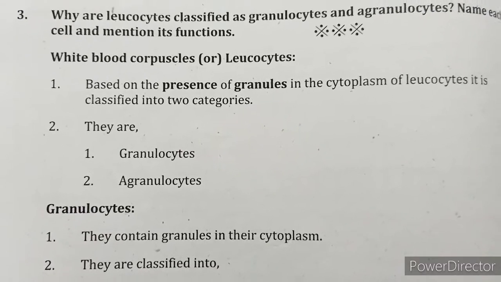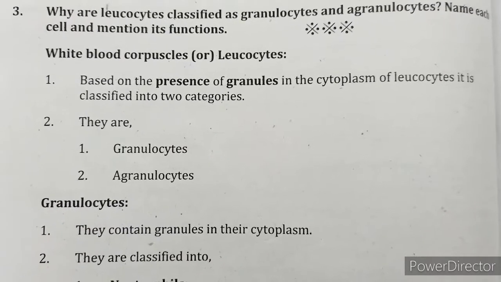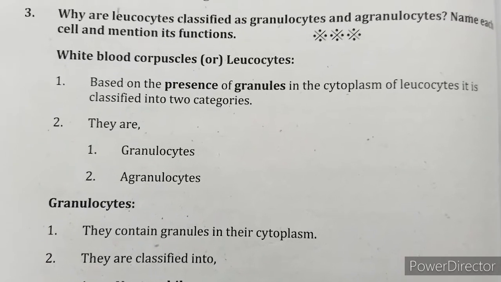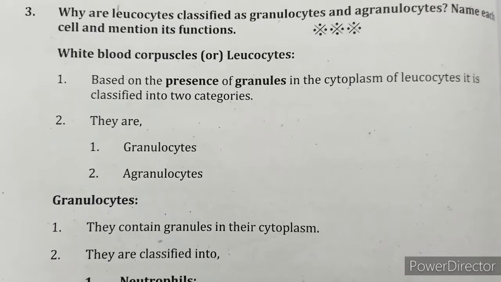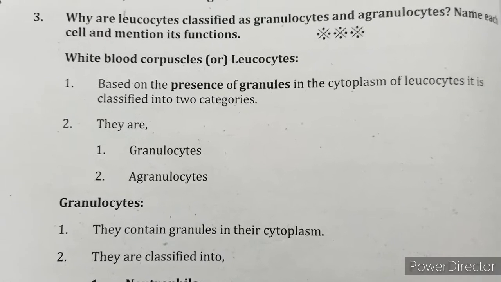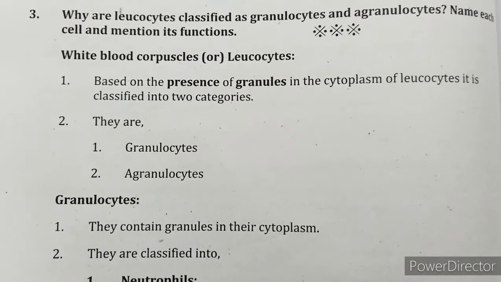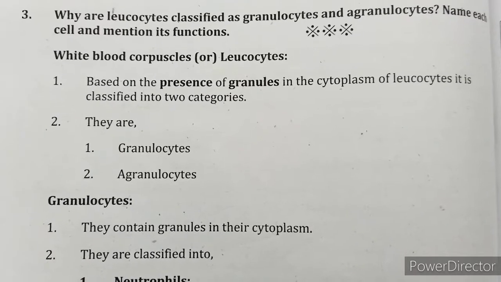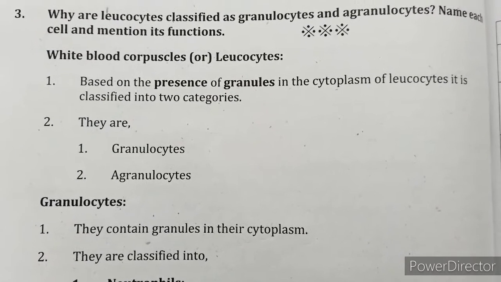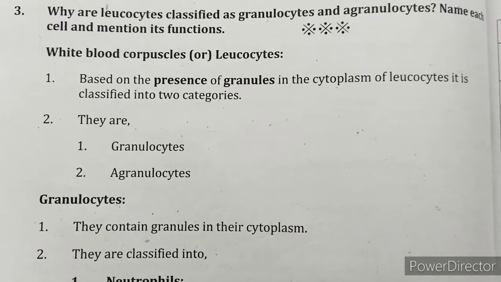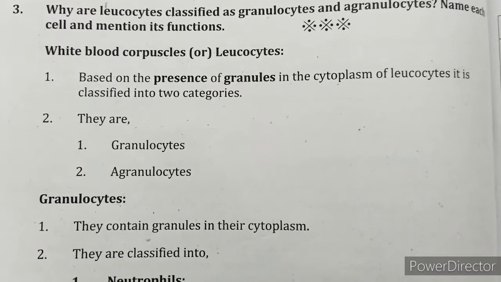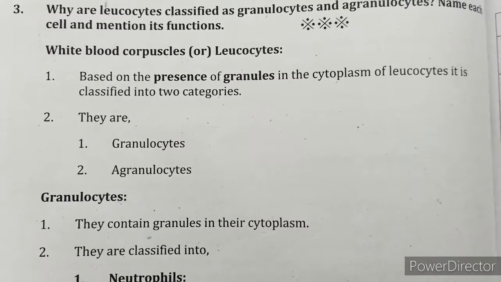Why are leukocytes classified as granulocytes and agranulocytes? Name each cell and mention its function. White blood corpuscle or leukocyte. Based on the presence of granules in the cytoplasm of leukocytes, they are classified into two categories: granulocytes and agranulocytes.